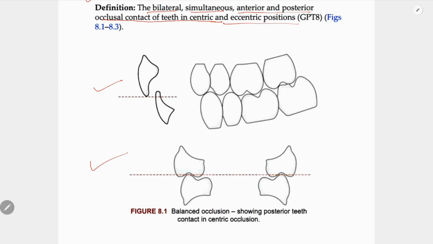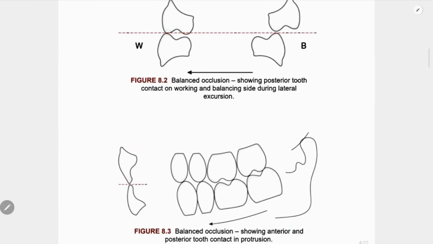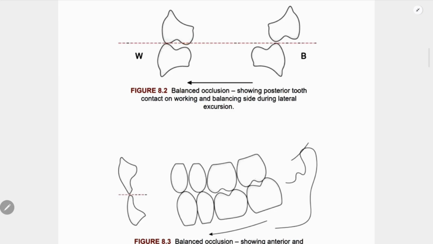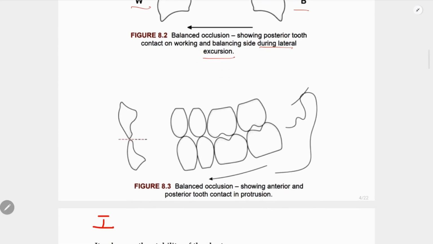and you can make the diagram for the same. This, either this or this. Making more diagrams will fetch you more marks in your exam. And then we'll move on to the different diagrams that show the working side and the balancing side during the lateral excursion movement. These diagrams show that during the balanced occlusion, the posterior teeth contact on the working and the balancing side during lateral excursion, balanced occlusion showing anterior and the posterior tooth contact during protrusion.